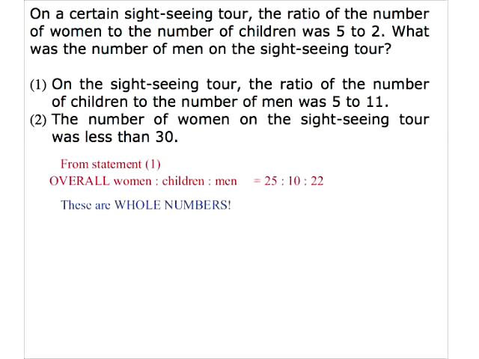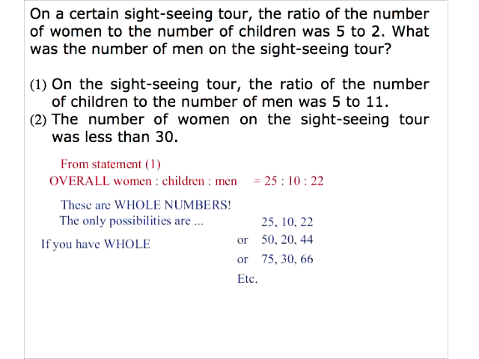So the only possibilities are multiples of this. You could actually have 25 women, 10 children, and 22 men. Or you could have 2 times that much, or 3 times that much, etc. So the point is that if you have whole numbers in a ratio, then the numbers must be multiples of the ratio.